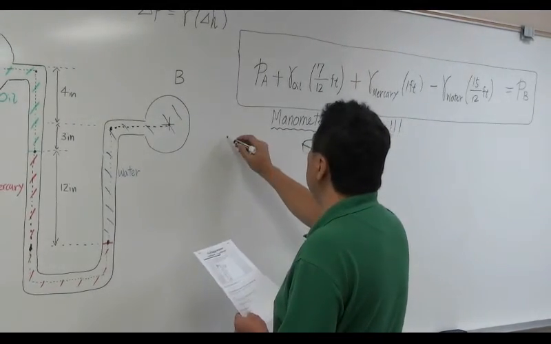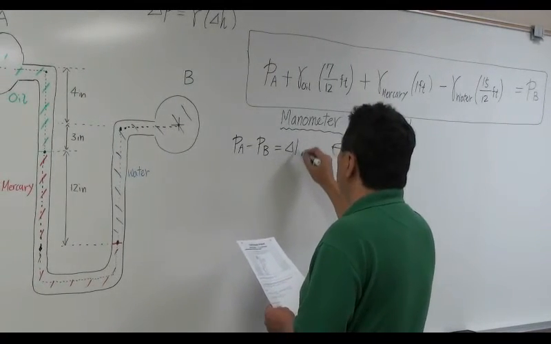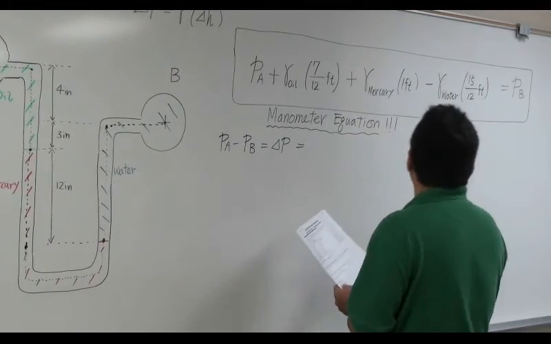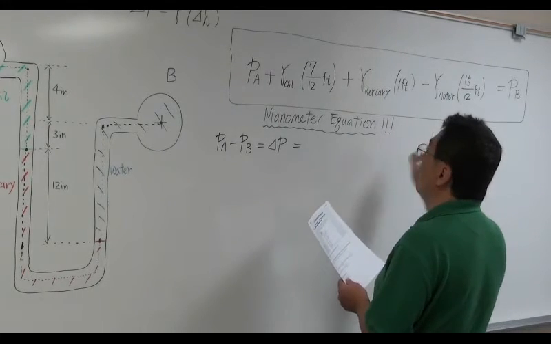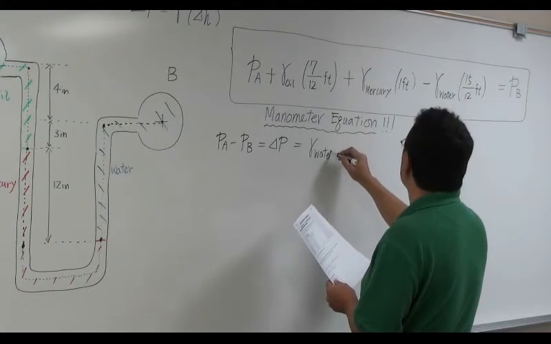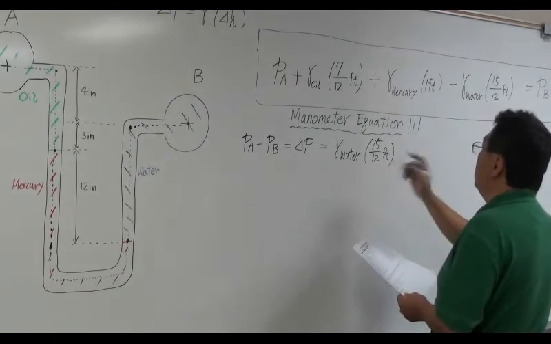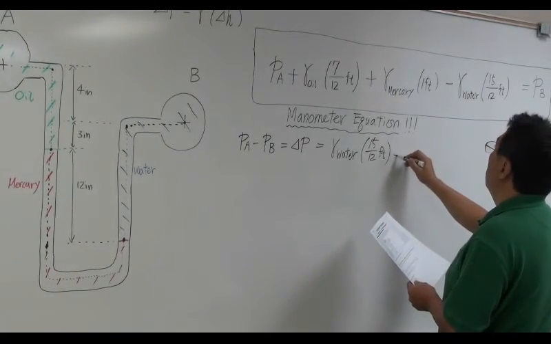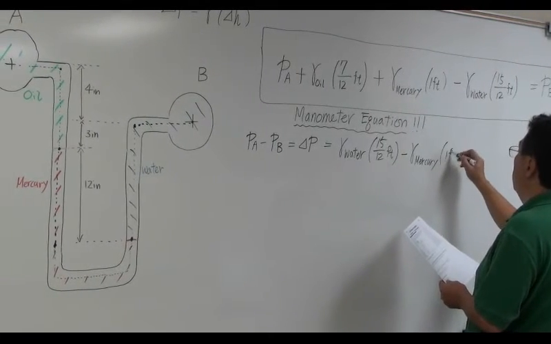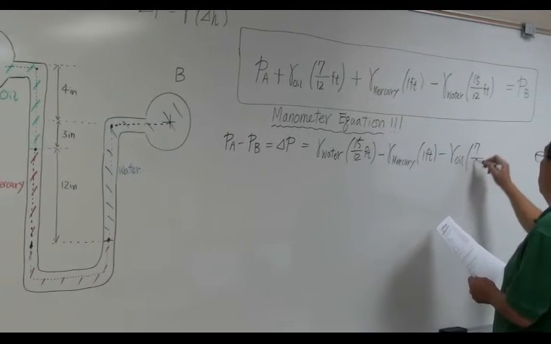So PA minus PB, that's what we want. This is delta P, the pressure difference between pipe A and pipe B. This is going to be equal to gamma water multiplied by 15 over 12 foot. I just keep using feet. And minus gamma mercury times 1 foot. Minus gamma oil times 7 over 12 feet.